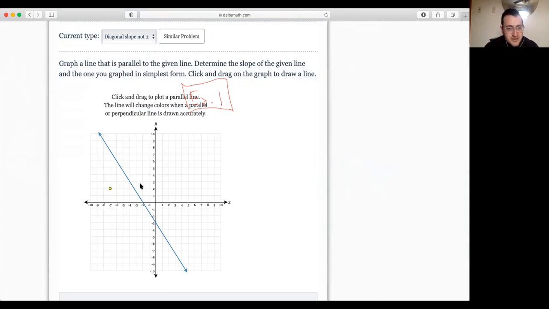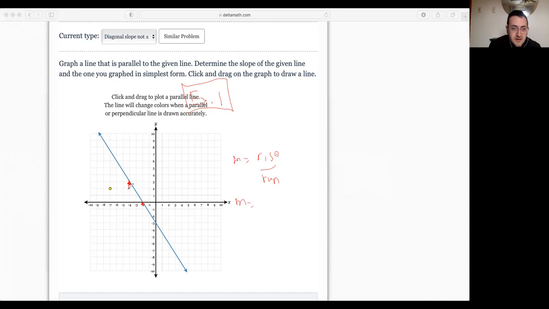So what I like to do is look at rise over run. I may look at the graph that is given to me, and I can see that this is a point and this is a point. And I'm going to do my slope, which is rise over run. My rise is down 3, and then my run is over 2.